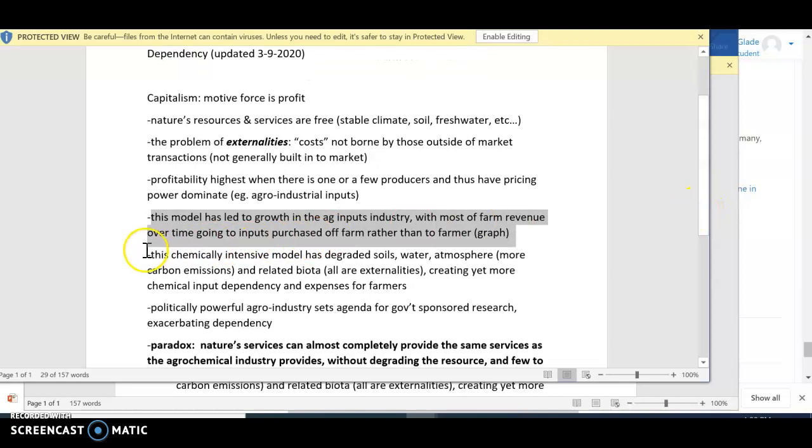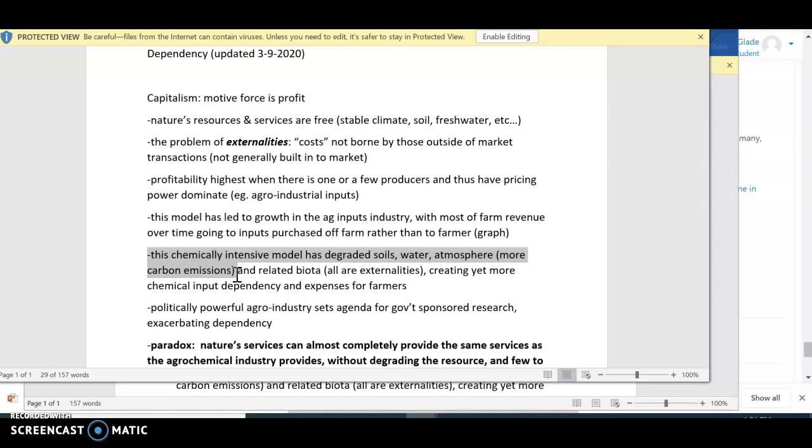This chemically intensive model has degraded soils, as we've seen in Montgomery and Bickle, water, and the atmosphere with more carbon emissions. One of the major sources of carbon emissions in the world is fertilizer manufacturing using fossil fuels, for example. It's also running tractors around. It's pumping water out of aquifers. There's lots of things that go into farm inputs that are carbon emissions, but fertilizers are the single largest one because they're made in an energy intensive process.